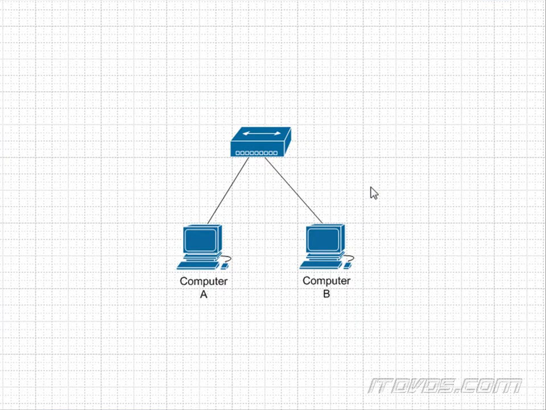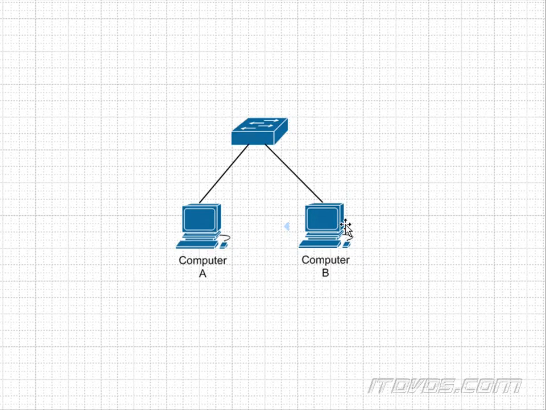So let's take a very simple example here. We have two computers connected to a hub, and remember this symbol is a hub. How many collision domains do we have? Well, we only have one. That's because hubs do not break up collision domains. So if computer A tried to transmit at the same time as computer B, we'd probably have a collision.